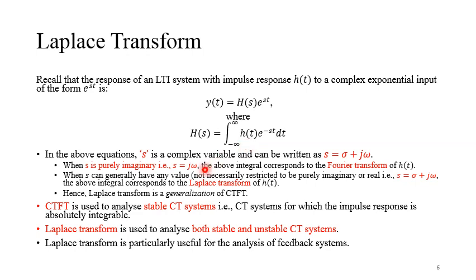But s is not normally purely imaginary, right? Because s equals sigma plus j omega. In the case of the Fourier transform, we took s as purely imaginary and said s equals j omega, but in this case s is not purely imaginary and s equals sigma plus j omega.